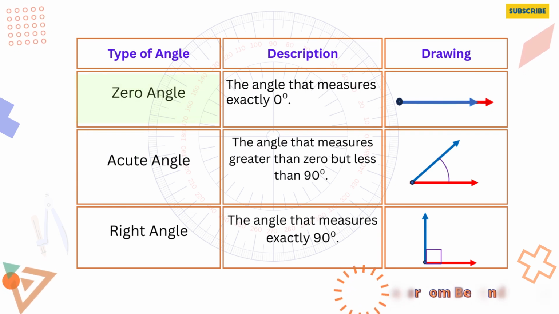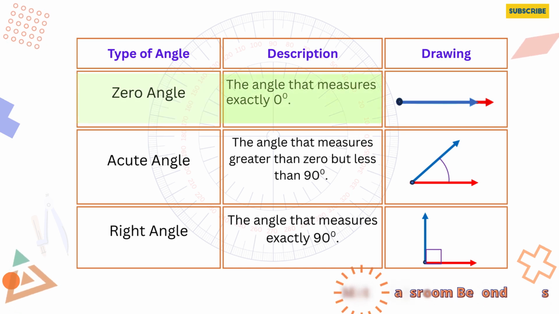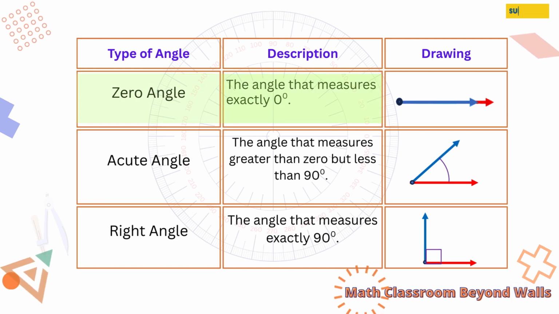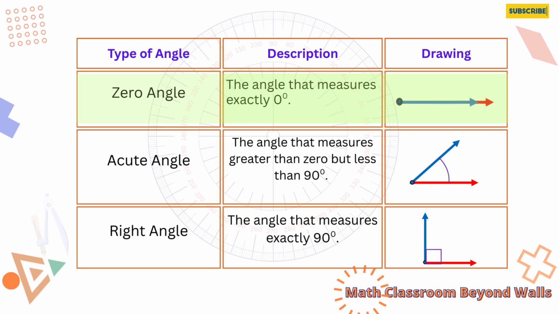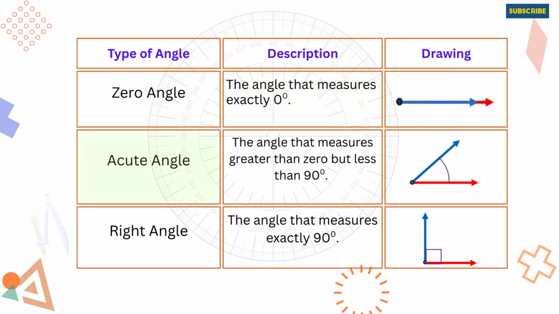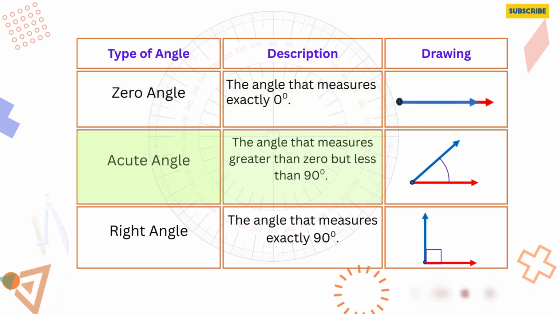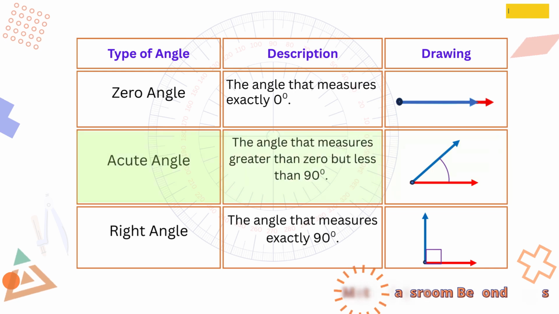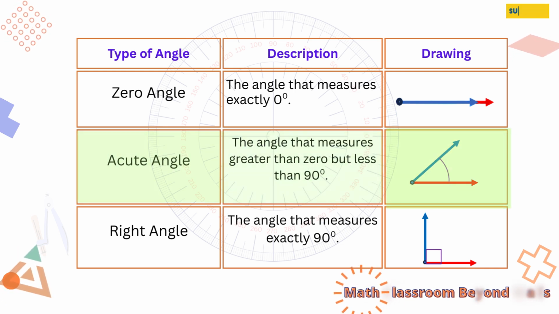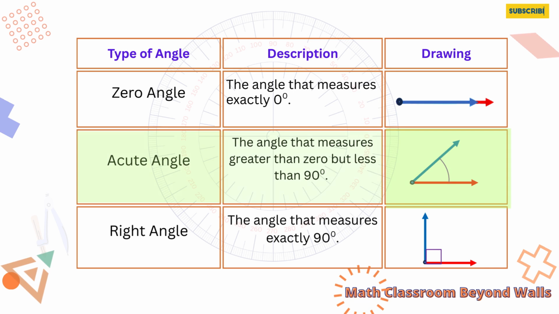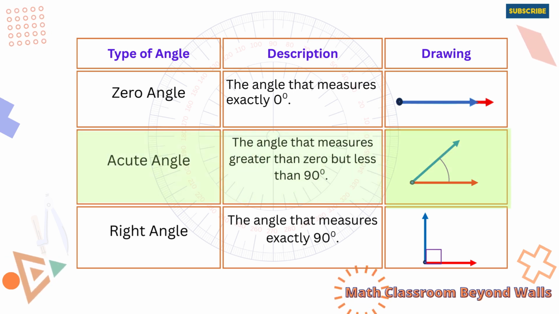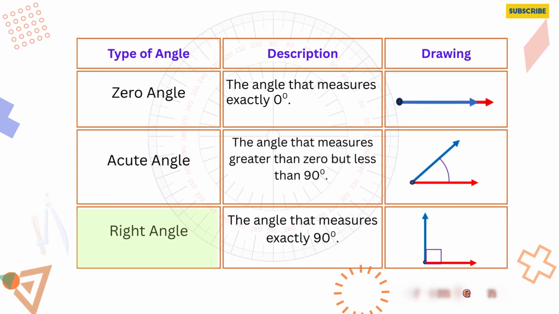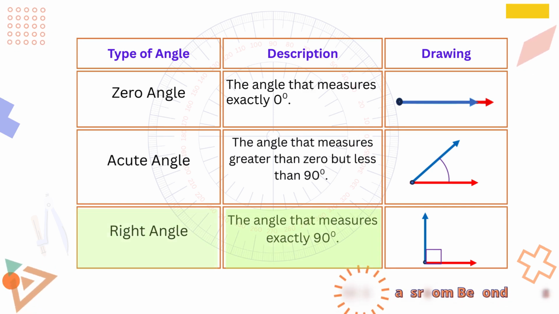First, 0 angle. The angle that measures exactly 0 degree. Here, not one of the rays turned. A drawing is shown. Second, acute angle. The angle that measures greater than 0 but less than 90 degrees. Check the sample drawing here and compare the terminal side of the acute angle to that of the L-shaped 90-degree angle. Third, right angle. The angle that measures exactly 90 degrees.